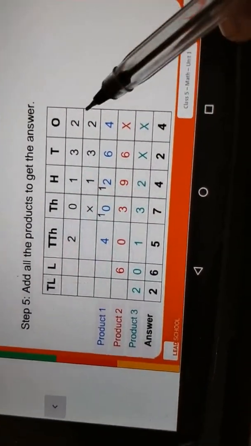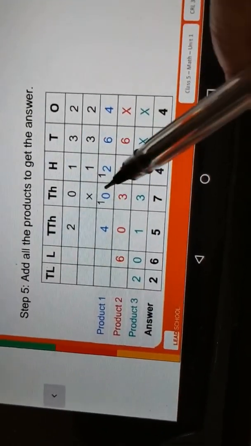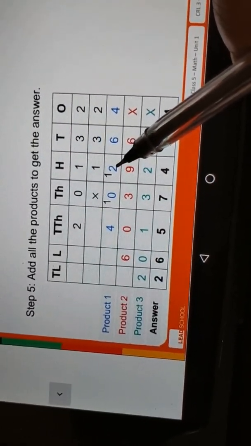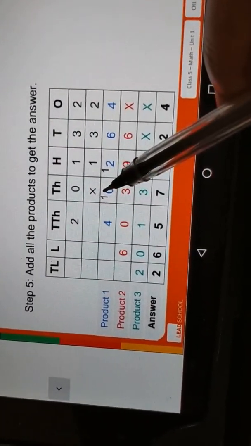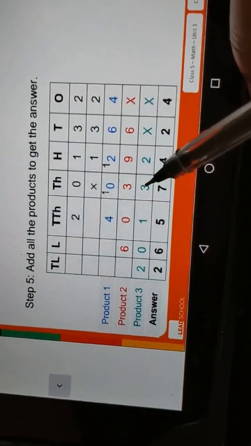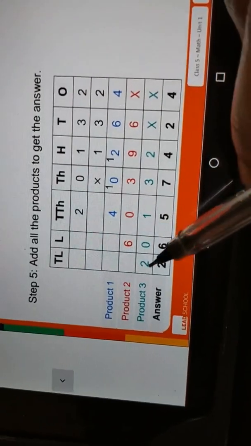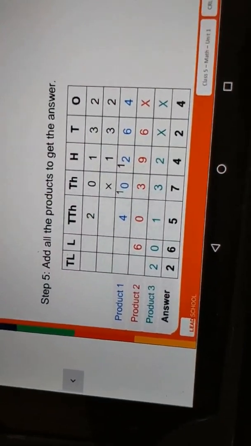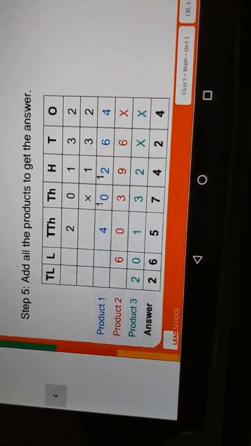Now we have to write the answer: 4 as it is, 6 plus 6, 12, so we write 2 and 1 is a carryover. 9 plus 2, 9 then 10, 11, 11 plus 1, 12, 12 plus 2, 14, so we write 4 and 1 is a carryover. 3 plus 3, 6, 6 plus 1, 7, 4 plus 1, 5, 6 as it is, 2 as it is. So the answer should be 26,57,424.